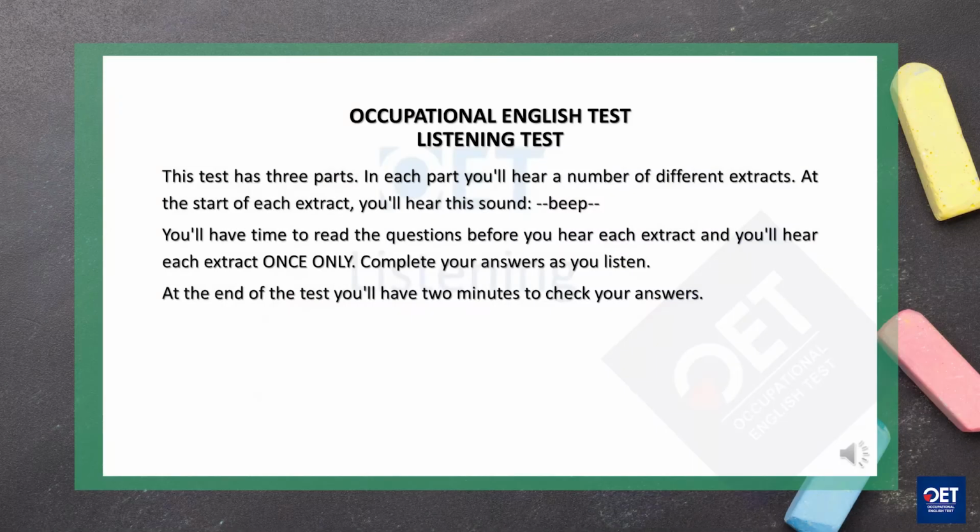The Occupational English Test has three parts, and in each part you hear a number of different extracts. At the beginning of the test, you will hear a beep sound. You have time to read the questions before you hear the extracts. You will hear each extract only once. You have to complete your answers as you listen. At the end of each test, you will be given 2 minutes to check answers.